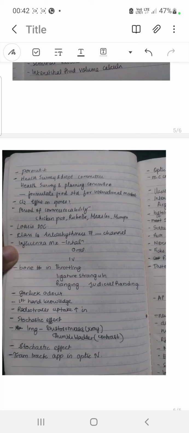Period of communicability of chickenpox, -2 to +5. Rubella -7 to +7. Measles -4 to +5. Mumps -4 to +7. So that is with respect to rash. So rubella, it is symmetrical, -7 to +7.